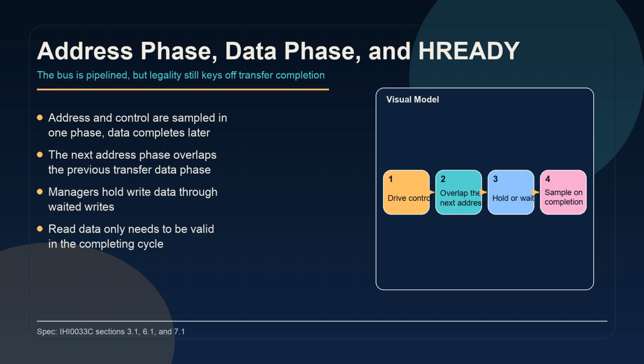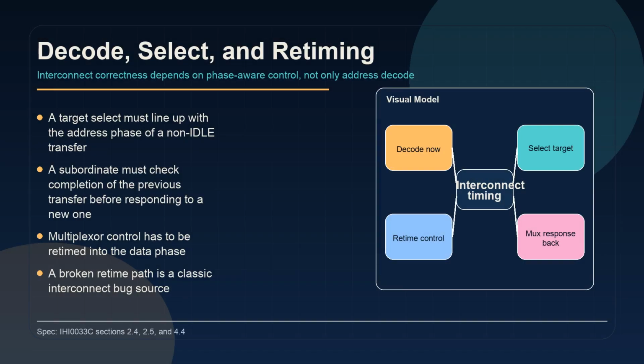For writes, the manager must keep data stable through wait cycles. For reads, the subordinate only needs to provide valid data in the final completing cycle. Interconnect work lives or dies on phase-aware control. The target select lines up with the address phase, but the read data and response return in the data phase. So the select path or derived control must be retimed correctly. Otherwise, the wrong subordinate can appear to respond.